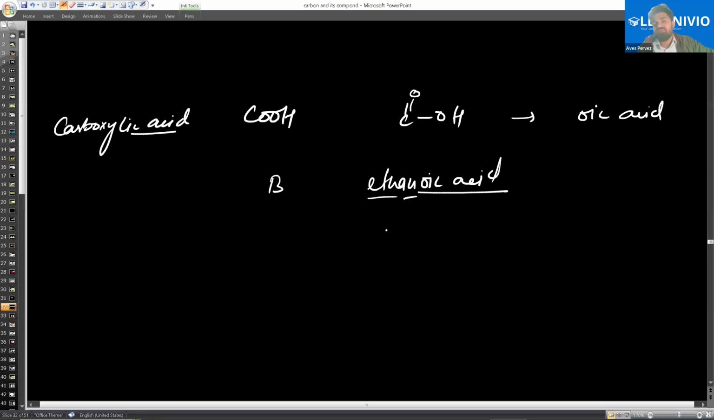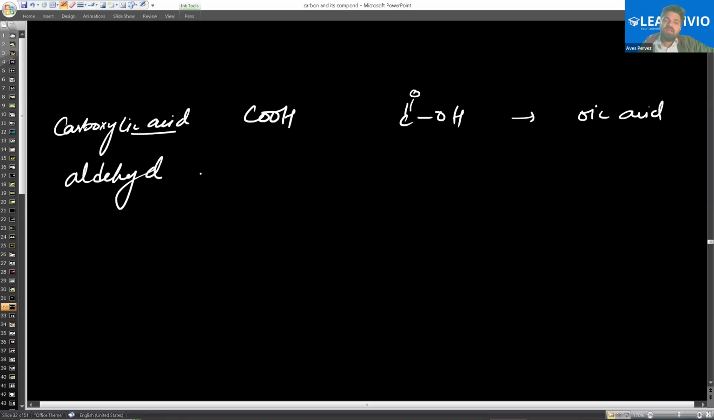Where do the eth and ane come from? We will discuss this later. So this is the carboxylic acid. The next one is aldehyde. Aldehyde is CHO, it is present at the corner, and its suffix is al.